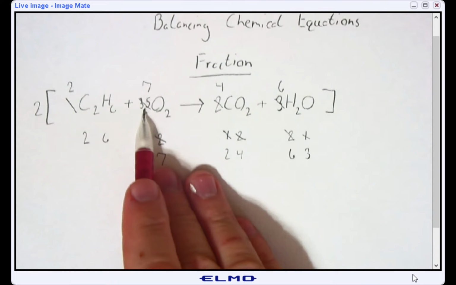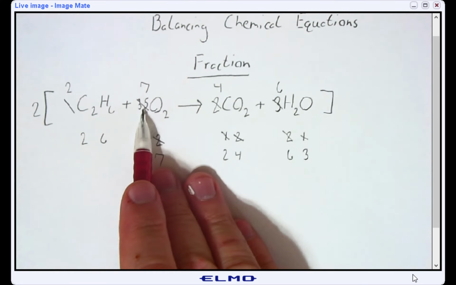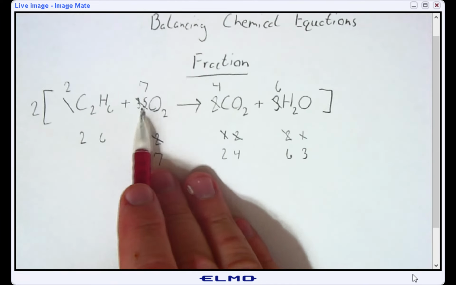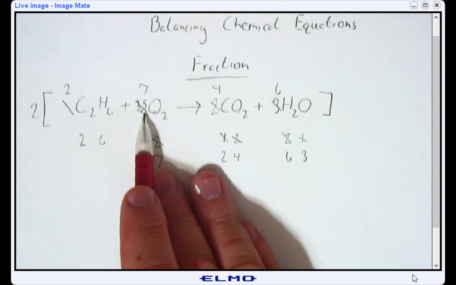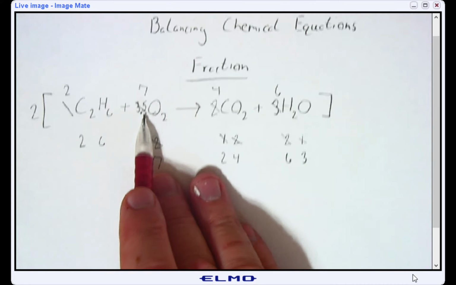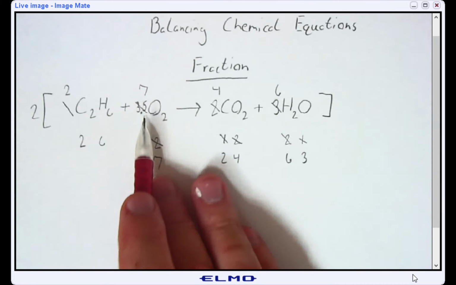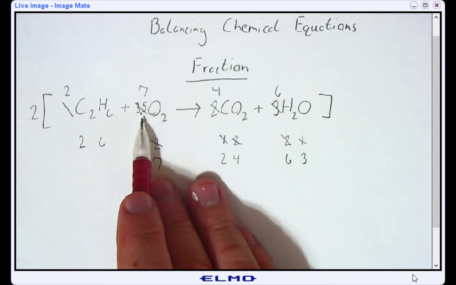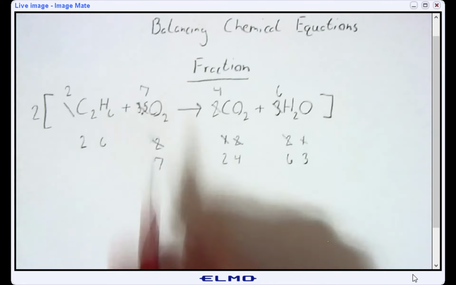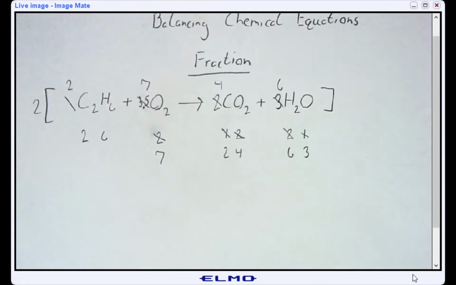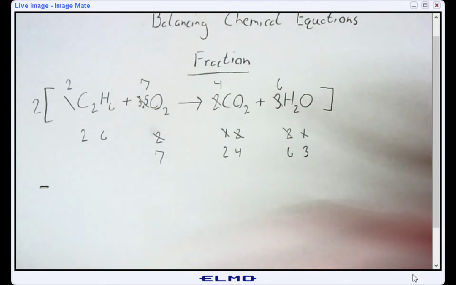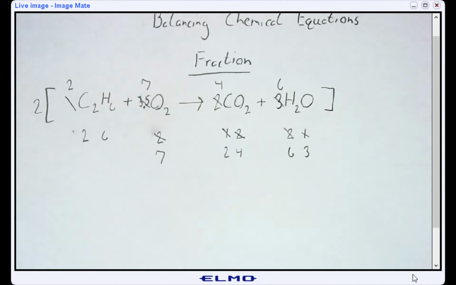Because we can't have fractions or decimal answers, the easiest way to get rid of this decimal is to multiply it by a whole number. In this case, the whole number that you can multiply a half by in 3.5 is 2. All right, so we now go through and recount to make sure everything's right. Now, it should be right, but let's do it again.